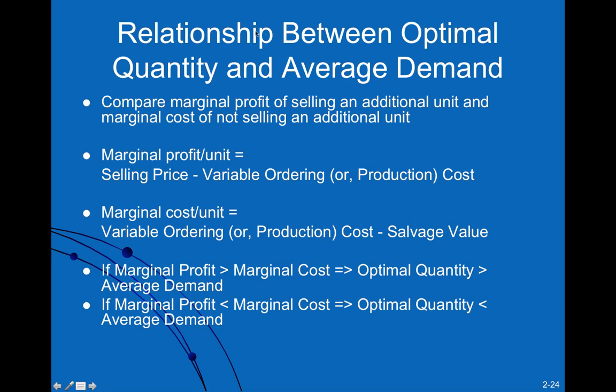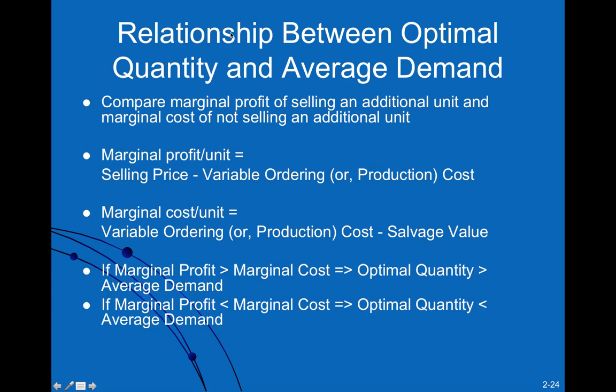What's the relationship between the optimum order quantity and your average demand? Well, first of all, let's just make sure we understand what average demand is. The average demand is really, if you take each of the demand scenarios and you weight them by the probabilities, that will give you the average demand.